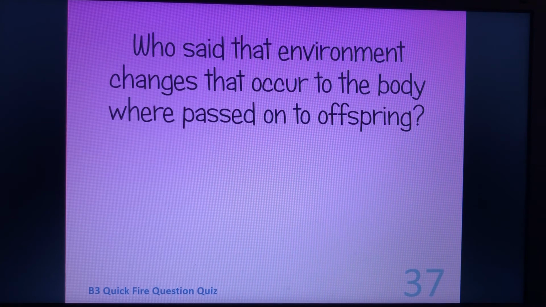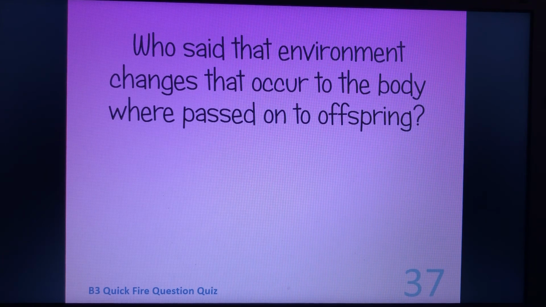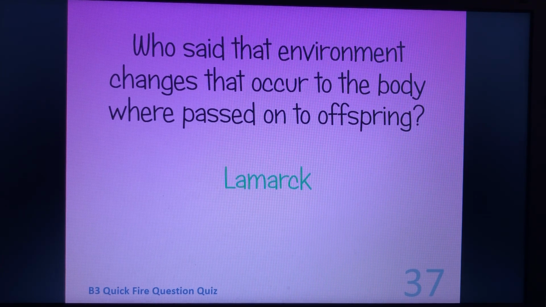Question 37. Who said that environmental changes that occur to the body were passed on to offspring? It was proved to be wrong afterwards. Basically saying if you get a scar during your life and then you have a child, that child will be born with the same scar. So that can't possibly happen. And the answer is Lamarck.